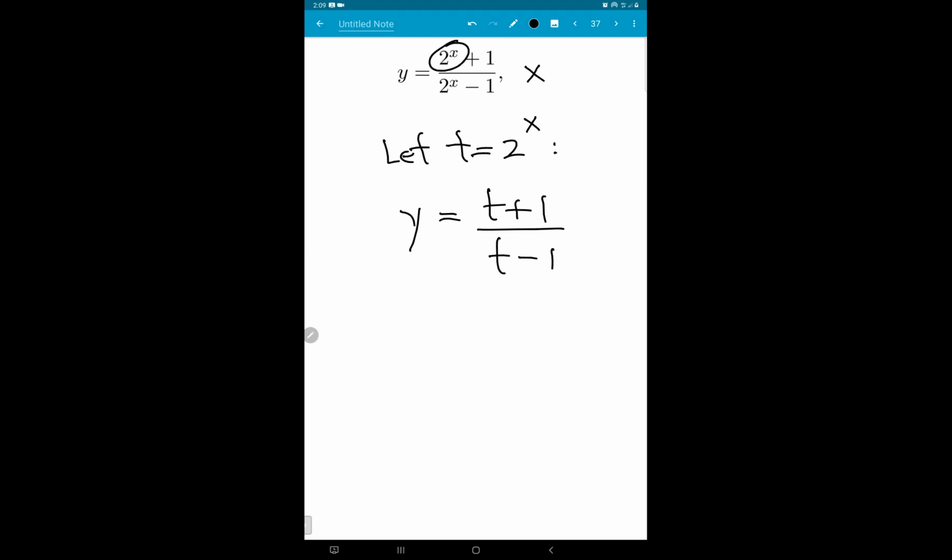So if you denote this by t, the equation becomes like this in t.